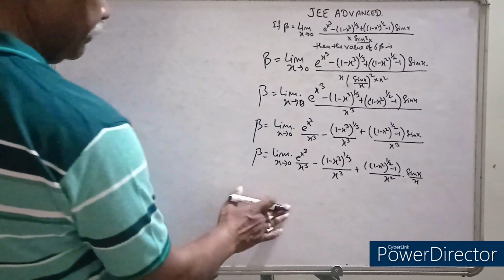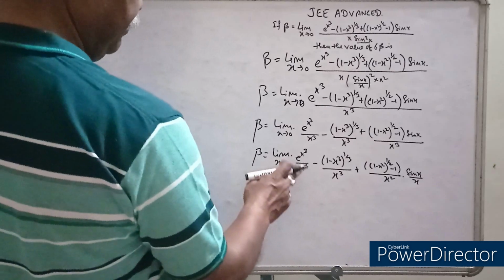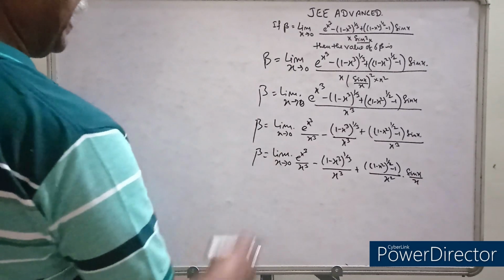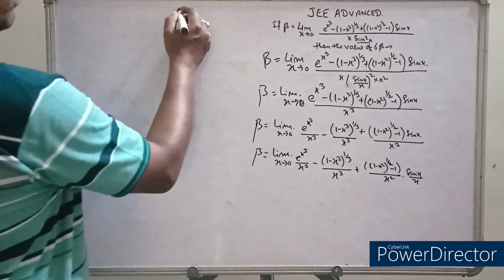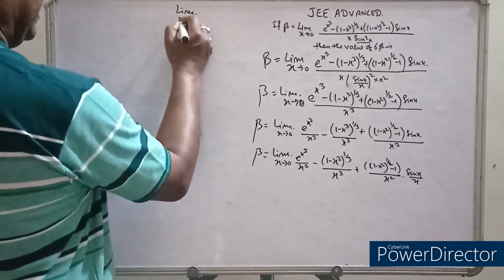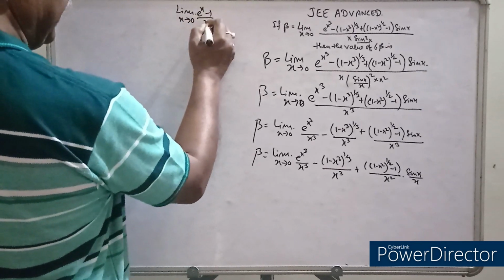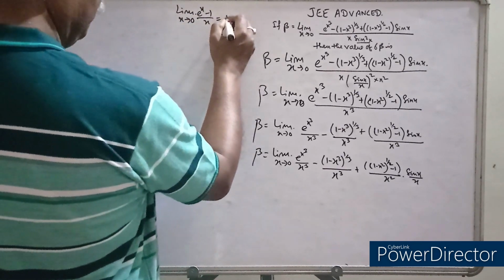Now again, for (e^(x³) − 1)/x³, I have to take the help of this formula: the limit as x tends to 0 of (e^x − 1)/x is equal to 1.